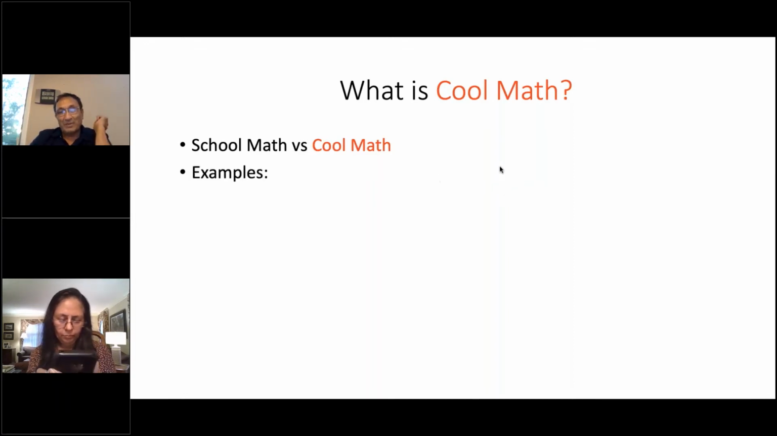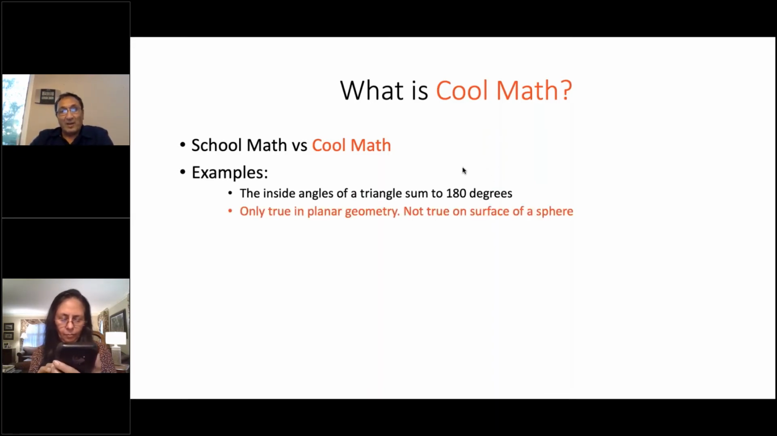So for example, in school, you learn that the inside angles of a triangle sum to 180 degrees. But this is not true on the surface of a sphere. It's only true in planar geometry. And sometimes nobody tells you that. At least nobody told me that.